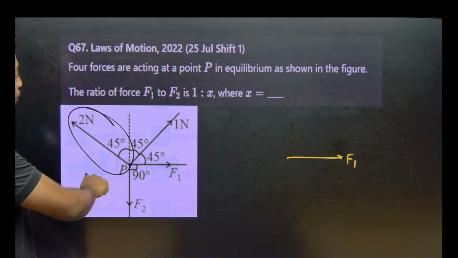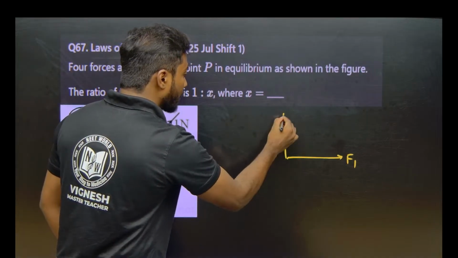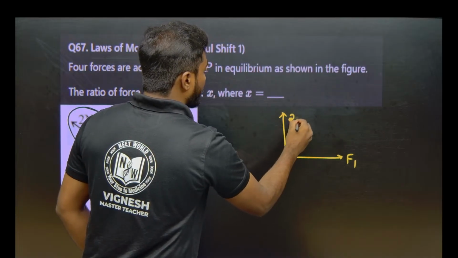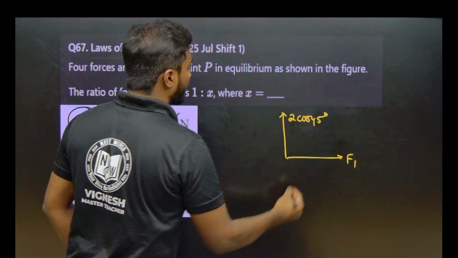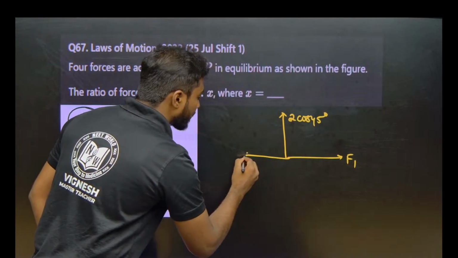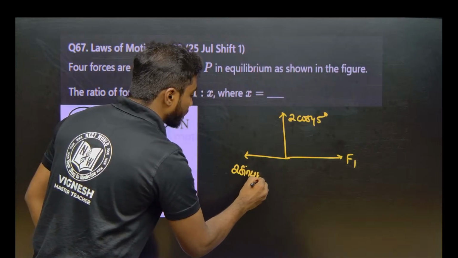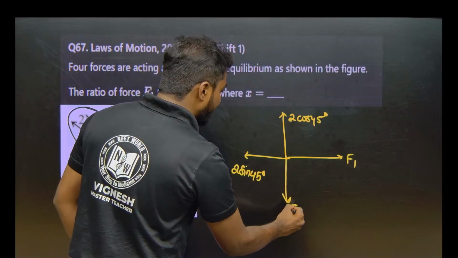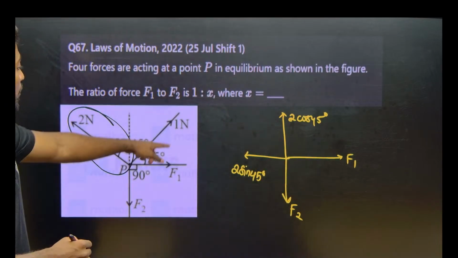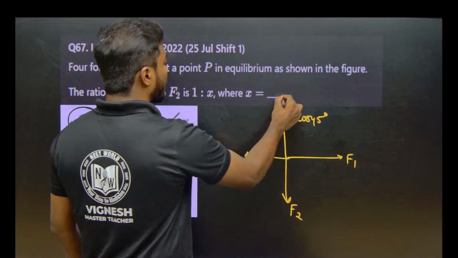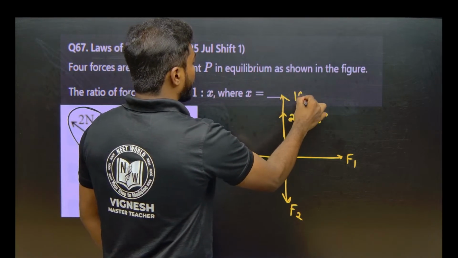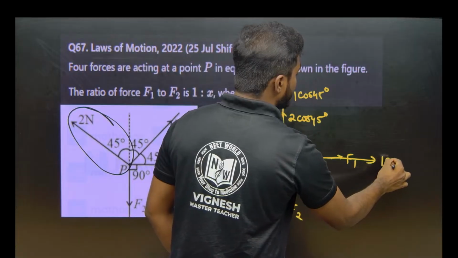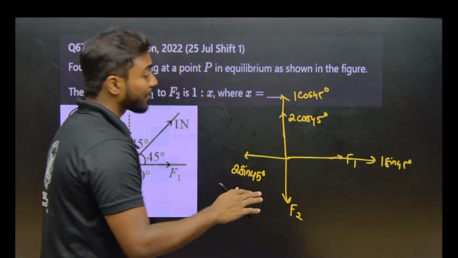What about this case? 2 Newton at 45 degrees. So it will be 2 cos 45, and this one is 2 sin 45 degrees. What about F2? F2 is given as it is, no need to take the components. What about the 1 Newton at 45 degrees? So this is 1 cos 45 degrees, and this is 1 sin 45 degrees. Now everything is in equilibrium, no.